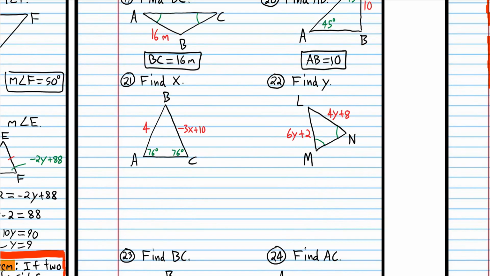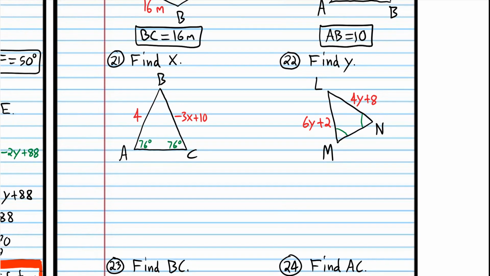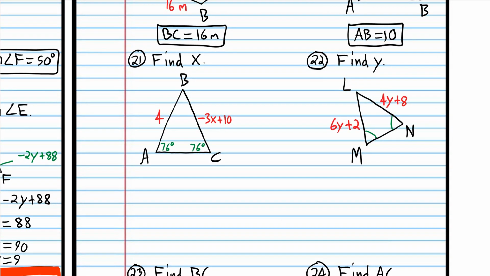All right, on to number 21. So again, we're just doing things backwards. So now we have two angles that are congruent, so that means the sides opposite must be congruent. So 4 must be equal to negative 3x plus 10. Subtract 10 from both sides, and we get negative 6 is equal to negative 3x. Divide both sides by negative 3, and we get x is equal to 2. So we found x.